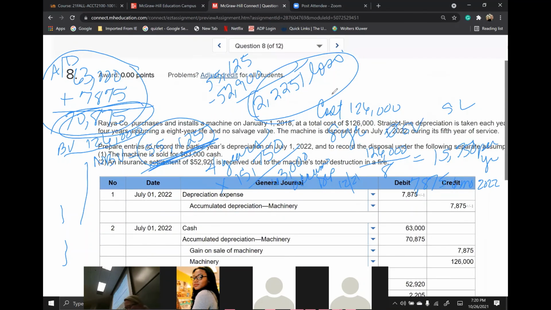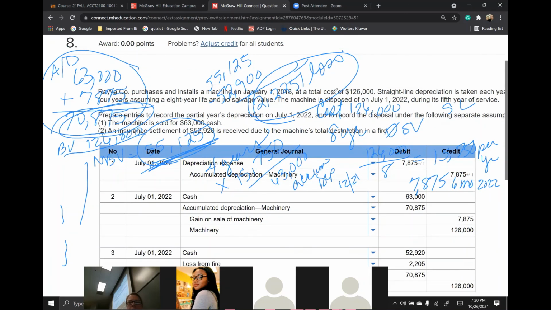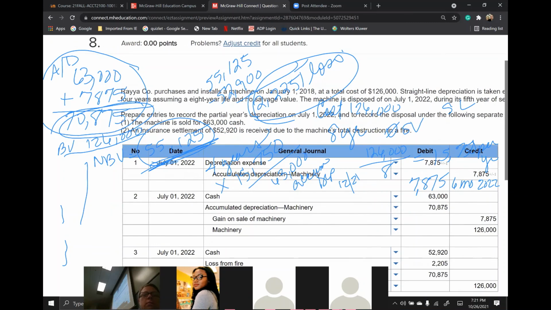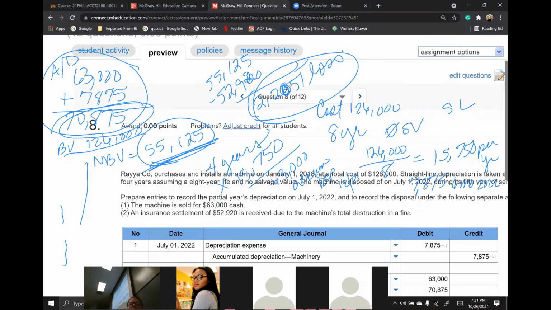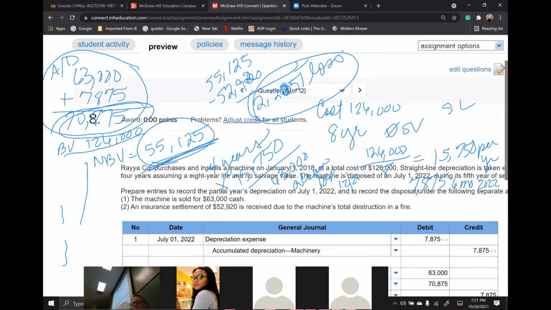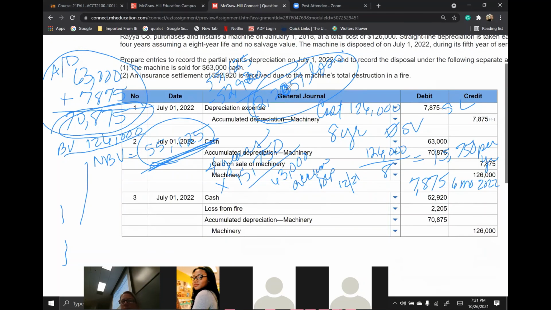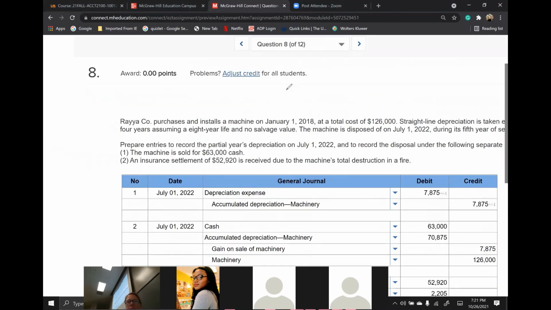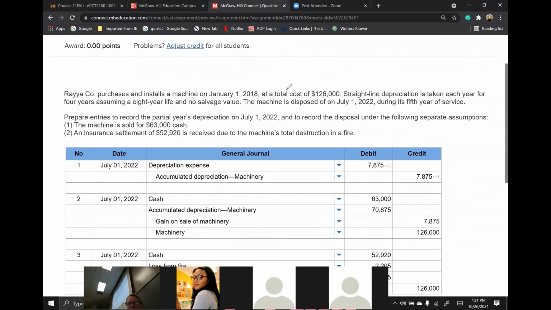Let's see. I had 55,125 minus 52,920. Yeah, 2,205. I just put something in wrong. Oh, I forgot the 20 right here. Should be that 55,125 minus 52,920 to get 2,205. Okay, so that's a little bit messy, but hopefully you were able to follow it. Do you have any questions on that one?